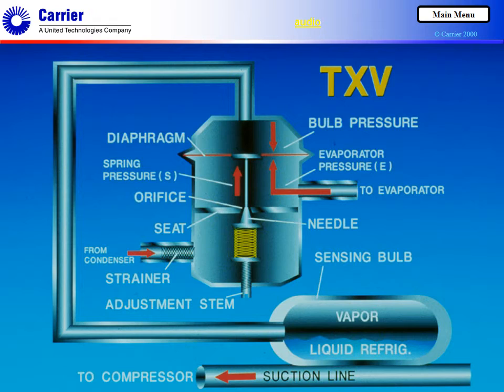This bulb is charged with refrigerant or another suitable chemical, which increases the pressure on top of the bellows as the temperature of the refrigerant pipe to which it's firmly connected increases. A fine mesh strainer usually is included at the inlet of the valve to prevent the valve from becoming plugged with debris that might be circulated with the refrigerant.